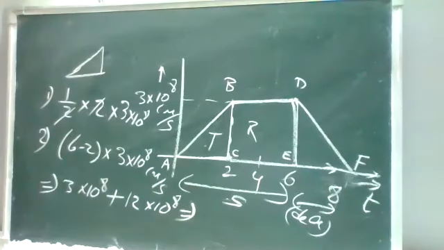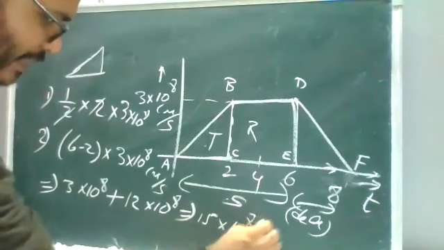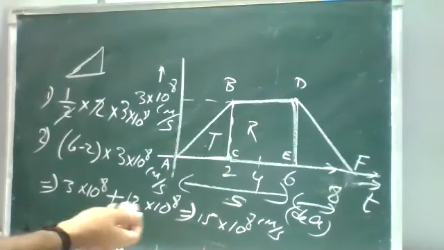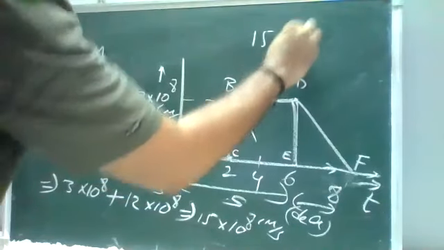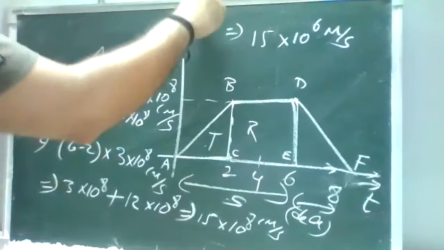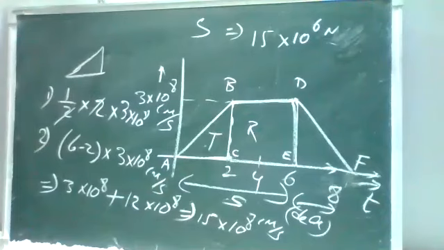When you are adding these two, the answer is 15 into 10 power 8 centimeter per second. When you convert it to meters, centimeters into 10 power minus 2, so it is 15 into 10 power 6 meter per second. This is your displacement, in meters.